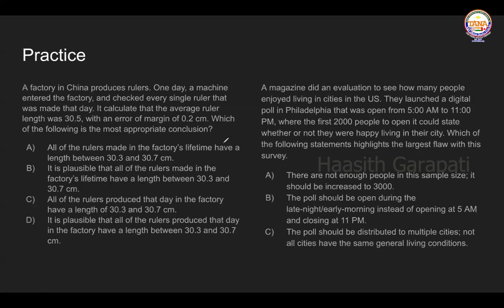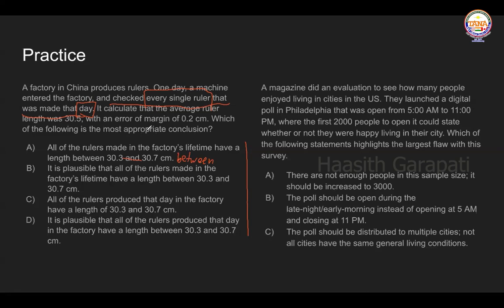Okay, we have a factory in China that produces rulers, all right? And they're basically asking which of the following conclusions make sense. So we have a machine that enters a factory. It checks every single ruler that was made that day. The keywords are every single ruler and that day. It calculates the average ruler length is 30.5 with an error margin. Oh, yeah, by the way, there's a small word error there. The "and" should be "between". But yeah, error margin of 0.2 centimeters, which of the following is the most appropriate conclusion?